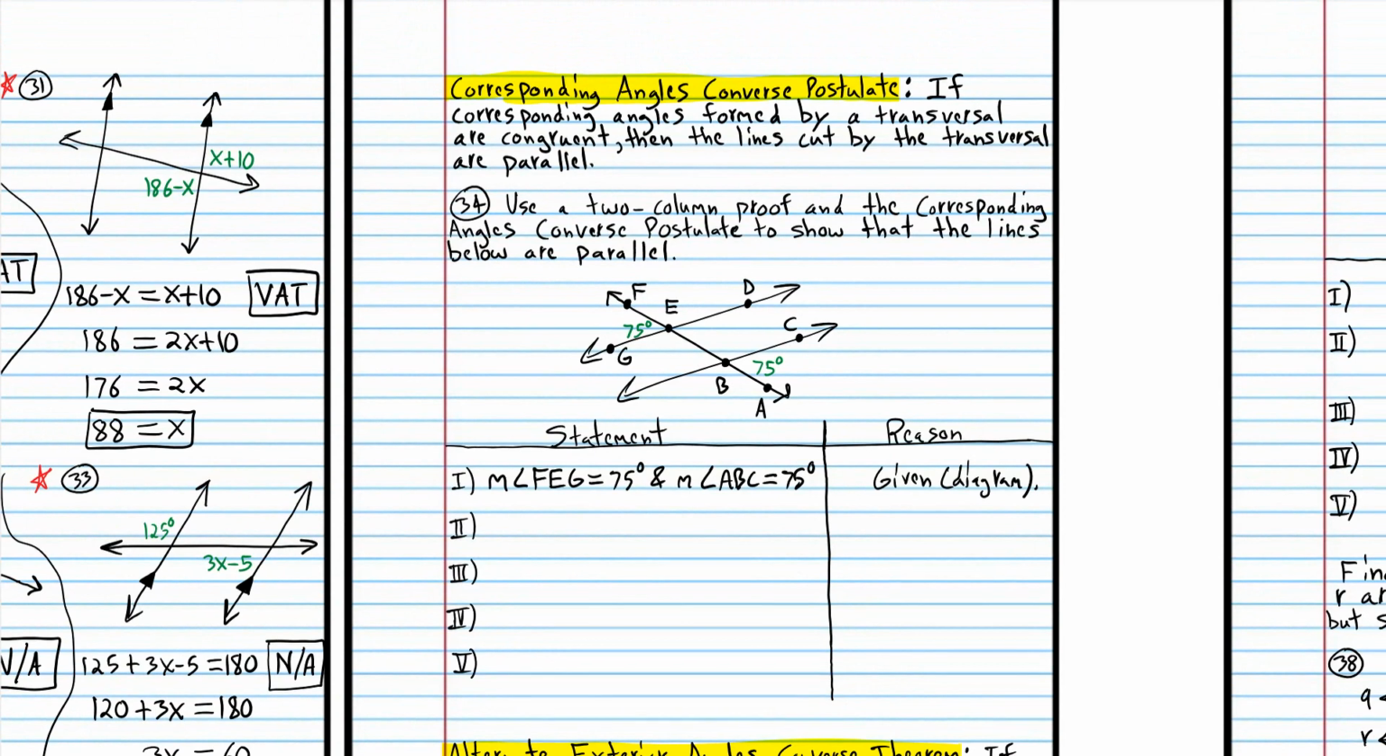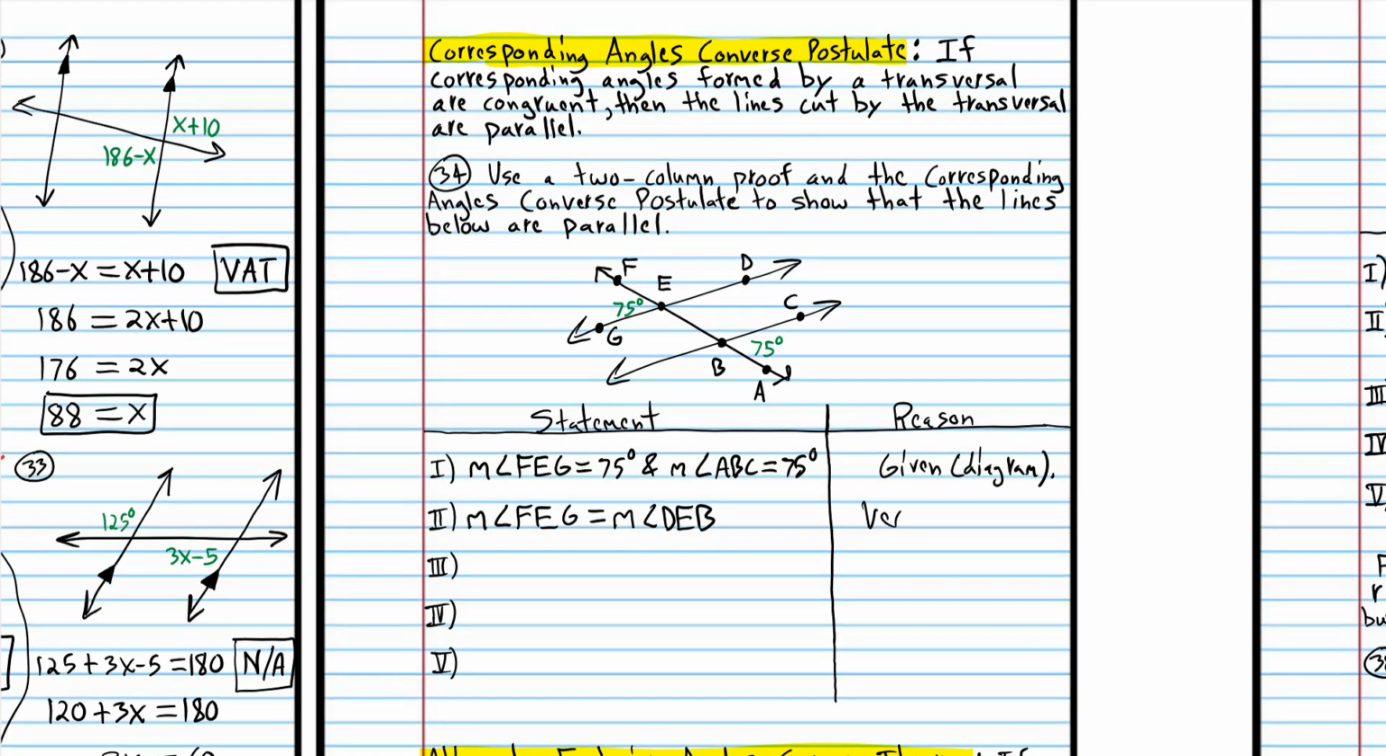Now, we know that the measure of angle FEG is equal to the measure of angle DEB. So in other words, this angle here is equal to this angle here, the measures. And how do we know that? Well, obviously that's just the vertical angles theorem.